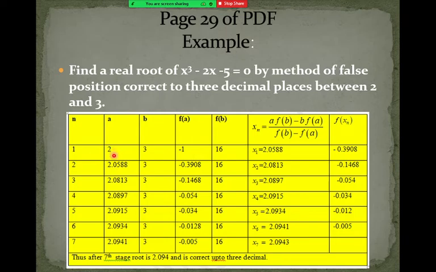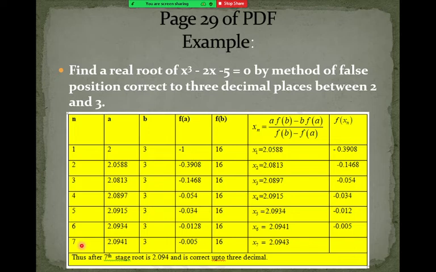So the negative term is replaced by the negative only, and f of b remains positive throughout till the end of this problem. Actually, f of b is always positive, and all the f of xi's are negative. You will observe this is negative, this is negative, negative, negative. And we did near about 7 iterations.